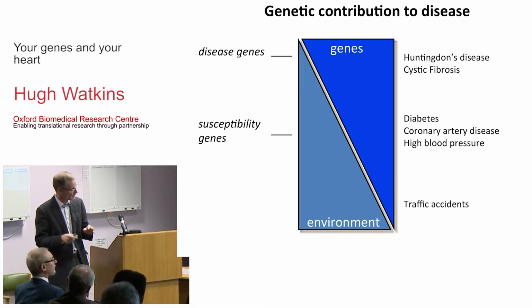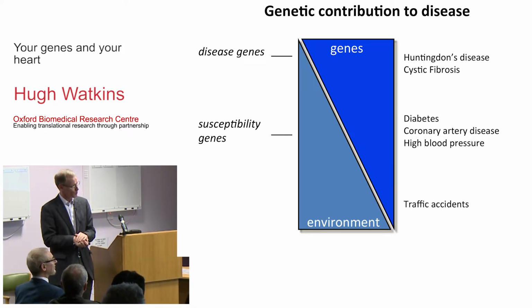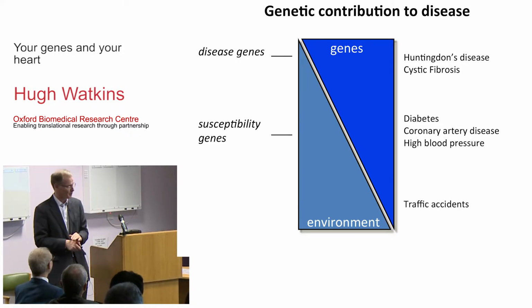At the other end, there are conditions that even I, as a geneticist, would consider have no gene contribution. Not very many. I put traffic accidents. You're more likely to die of a traffic accident if you live in Istanbul than if you live in Oxford. But actually, you're also more likely if you're a risk taker. And I think risk-taking is quite a genetic trait. So I've given it a little bit of genetic influence here, but mostly it's environmental.